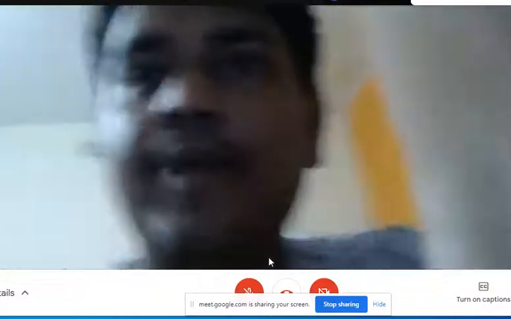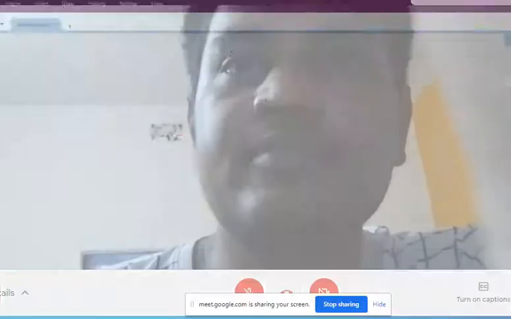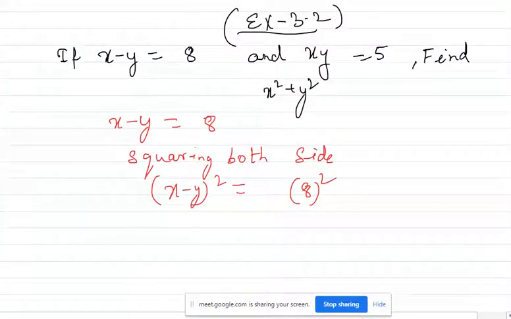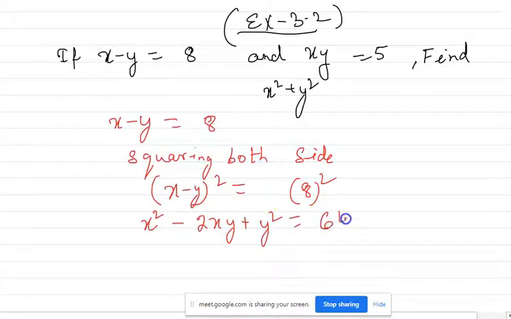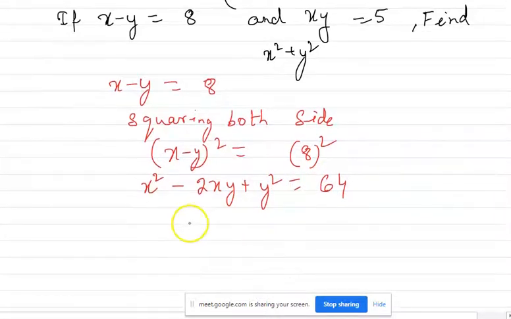Okay, fine. We'll go back to the screen. You can see the screen though. Yes, sir. So I write (a minus b) whole square, which will be a square minus 2ab plus b square. 8 square means what? 64. All right. So I write here.